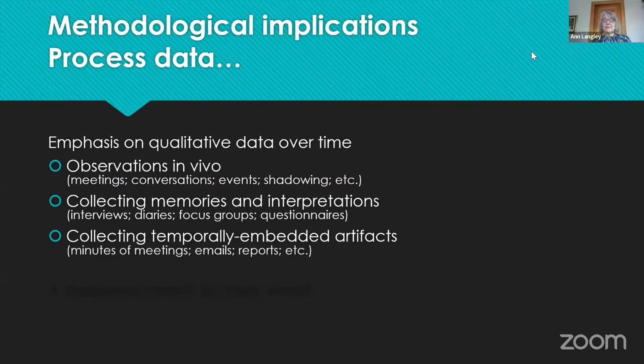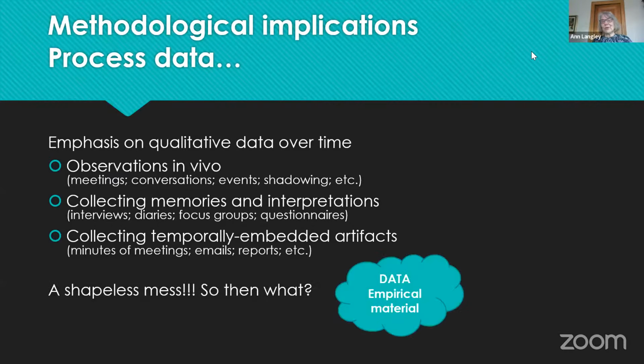And if you think about it, if you've got all of these three sources of data, you've got interviews from all sorts of people, you've got observations from all sorts of events, you've got documents and emails. What is the result of that? It's a mess, total mess. And it's shapeless. You've got all these separate bits and pieces. So the question then is, what are we going to do with that? And so this is what this webinar is really all about, is what we do then.